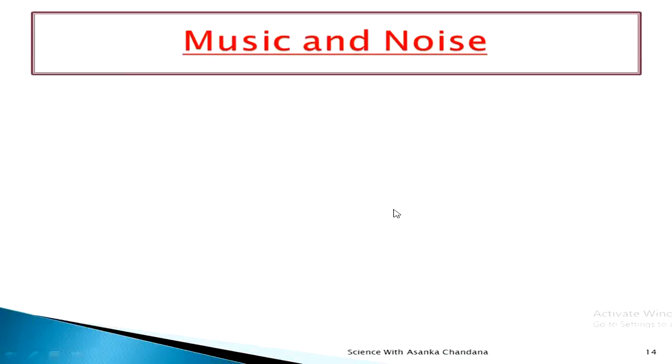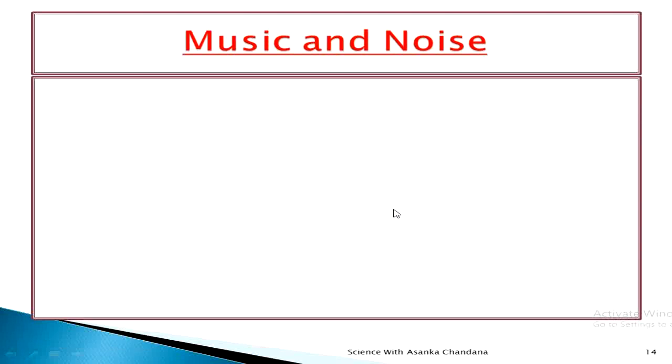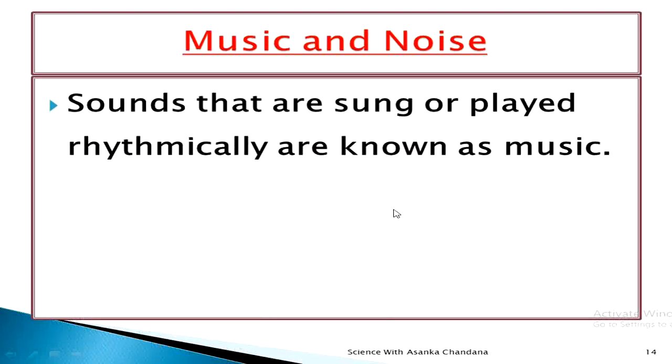Artificial sound. Next one, music and noise. Right, now we are going to learn about music and noise. Before music and noise we have learned about natural sound and artificial sound. Then we will go to learn about music and noise.